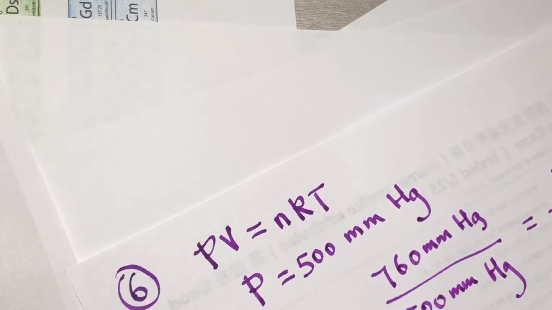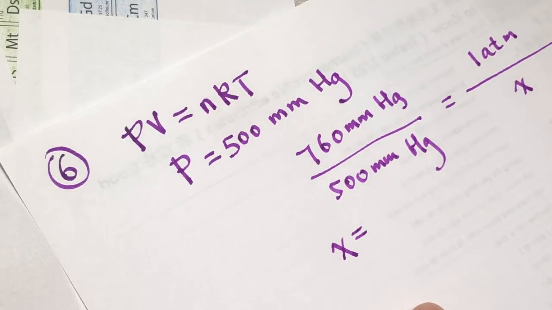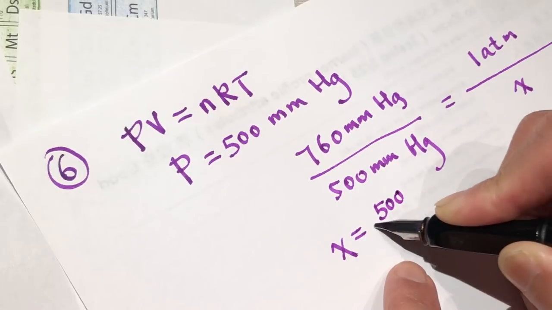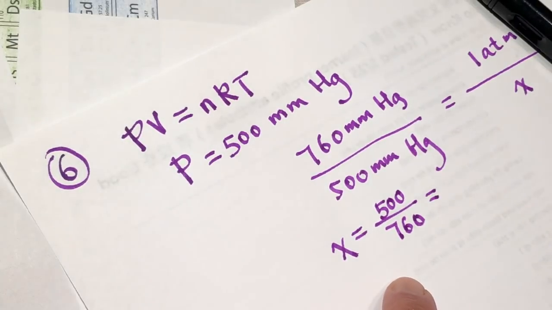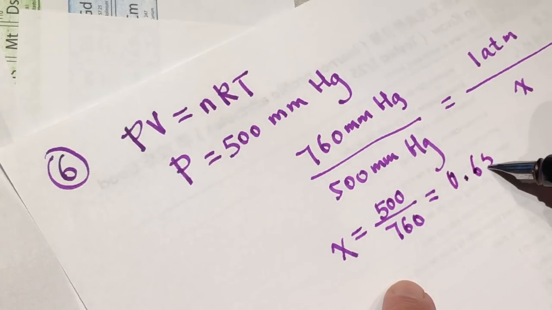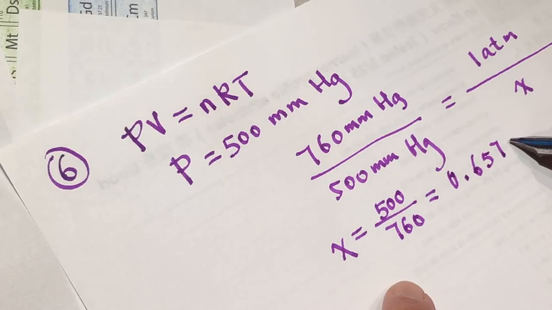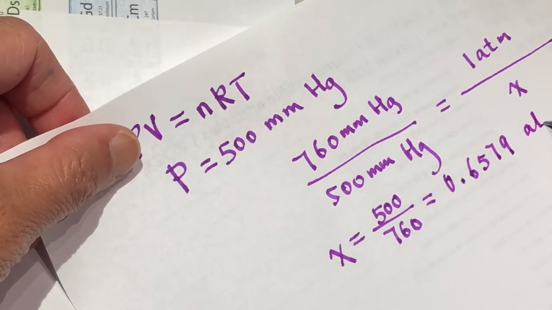500 mmHg equal to how many atm? So how many x equal to 500 divided by 760, equal to 0.6579. Okay, so this is in atm.